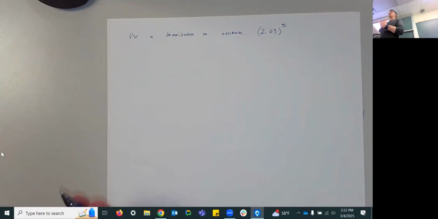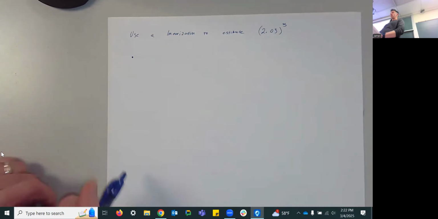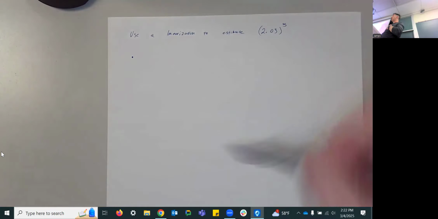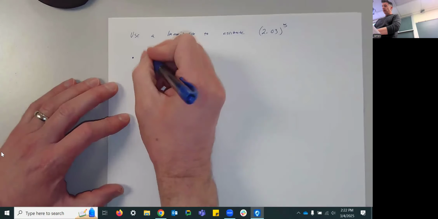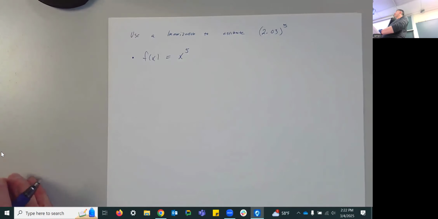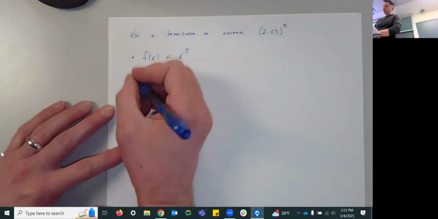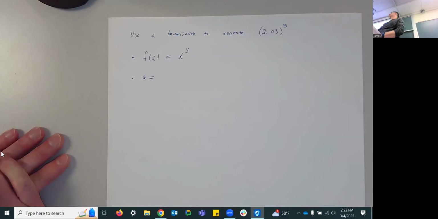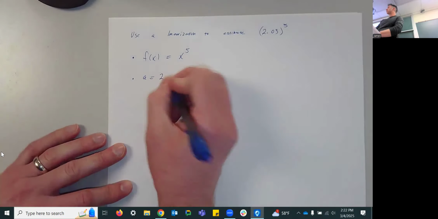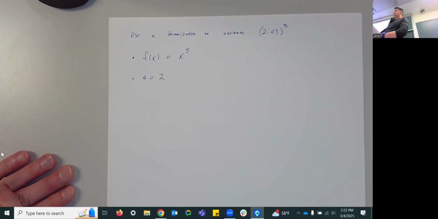So here's the process. Identify a function that's going to work. Typically, your function should just be the same thing you've written down here, except replace the numerical input with the variable x. So our function is going to be x to the 5th power. Identify your a value. That is the nice, easy number that we're going to plug in that's close to the thing that's actually getting plugged in. In this case, a is going to be what? Show me on your fingers. Right. It's going to be 2, because that's close to 2.03 and easy to plug in.